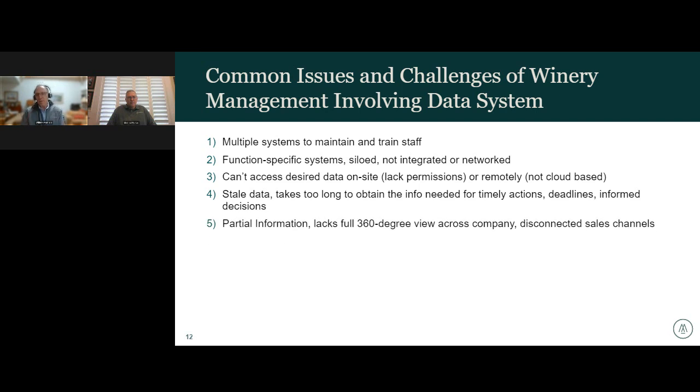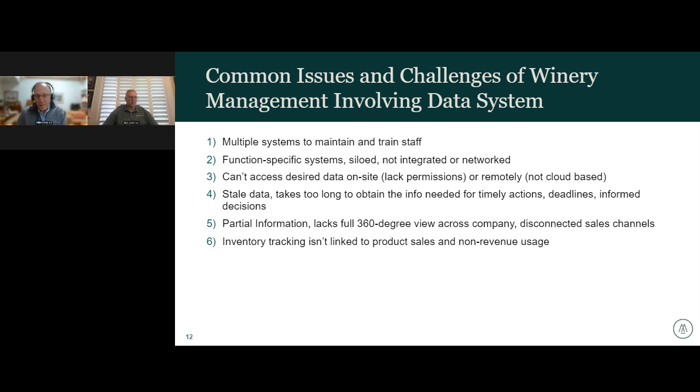And then if that information isn't complete, we're often dealing with an omni-channel environment where we're selling direct to consumer to a tasting room, to a wine club, maybe over the phone. Then you have your trade sales. Maybe those are being managed through QuickBooks, whereas the tasting room sales might be recorded on a certain POS system that could be entirely separate from the wine club system. So it just takes a tremendous amount of time to pull that information together, and oftentimes you don't have a complete 360-degree view of what's happening across the company.